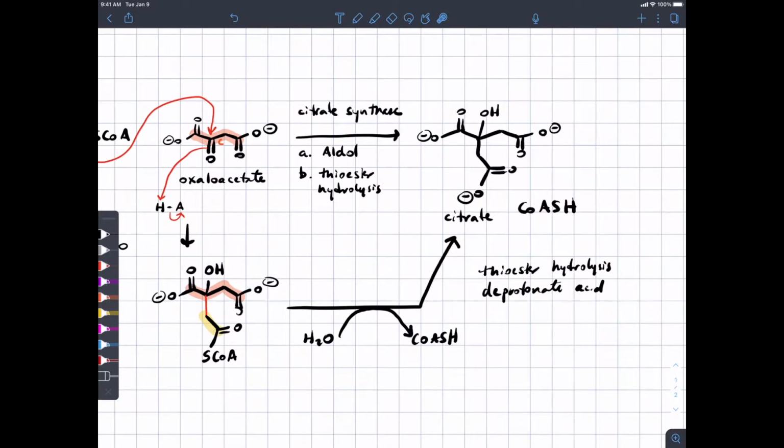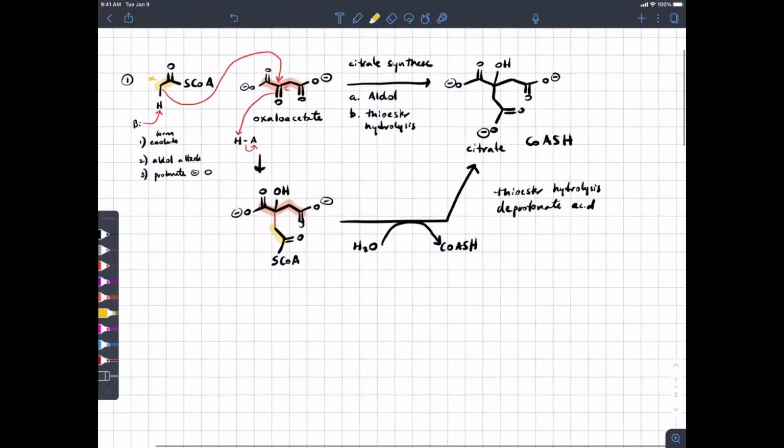And so right away, we've lost track. I mean, we could continue to say these two carbons came from acetyl-CoA, but we could just as easily say those two carbons came from acetyl-CoA. We just don't know. All right.